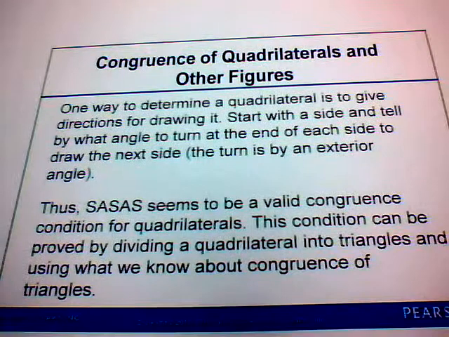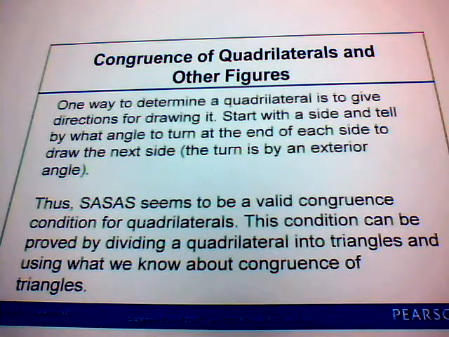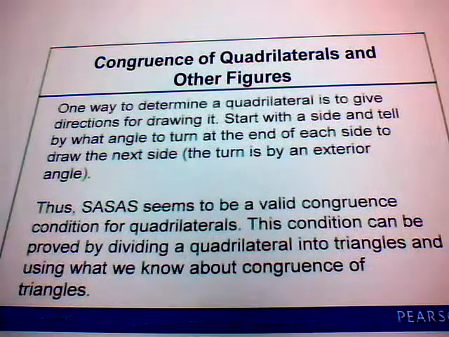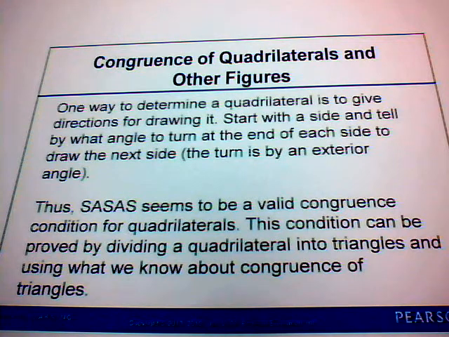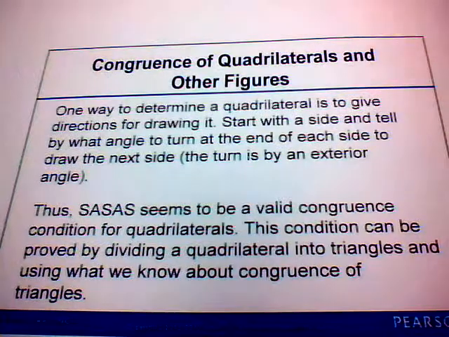Okay. One way to determine if a quadrilateral is congruent is to give directions for drawing it. Start with the side and tell by what angle to turn at the end of each side to draw the next side, which is a turn. The turn is by an exterior angle. Thus, SAS seems to be a valid congruence condition for quadrilaterals. This condition can be proved by dividing a quadrilateral into triangles and using what we know about congruence of triangles.